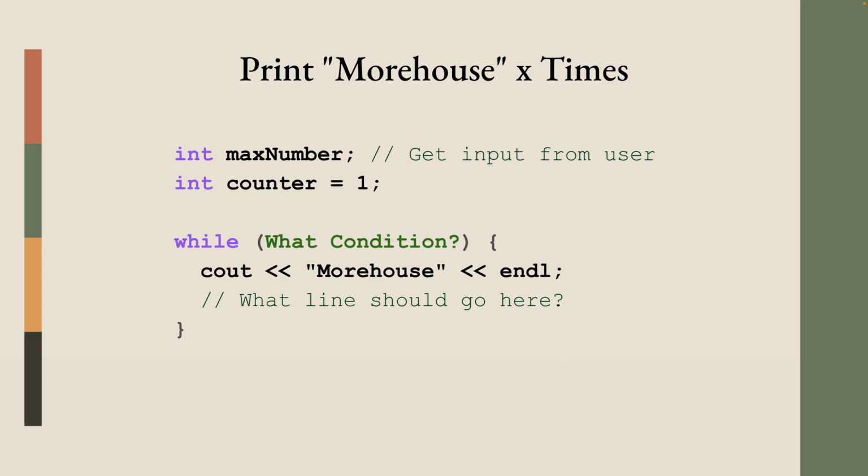Yeah, we know exactly how many times this loop will run. So like let's say the user puts in 8 for max number. How many times will this loop run? 8 times. We'll print out Morehouse 8 times, right? So before this loop starts, we know exactly how many times it will run. So that's usually a good indication that our condition is going to be checking some numeric value with like a less than symbol or a greater than symbol. So with that in mind, what would our condition be for this problem?